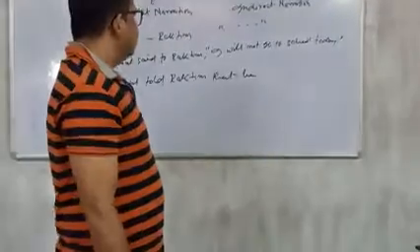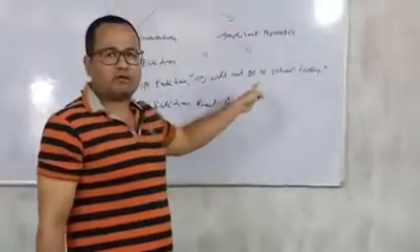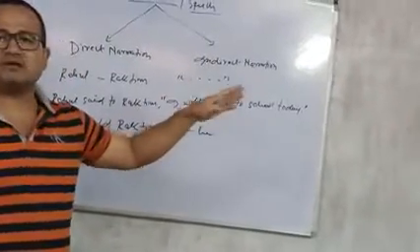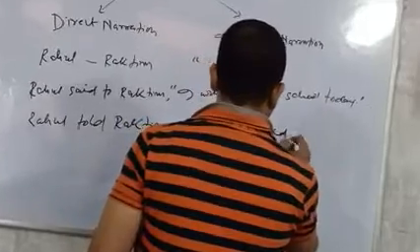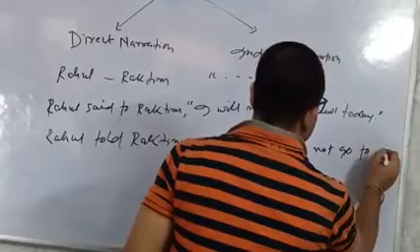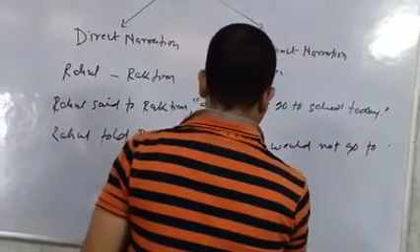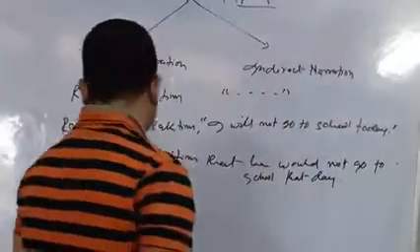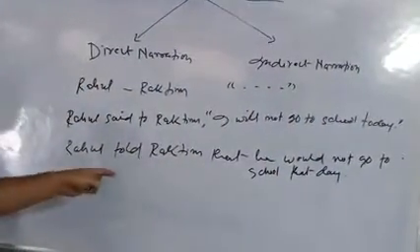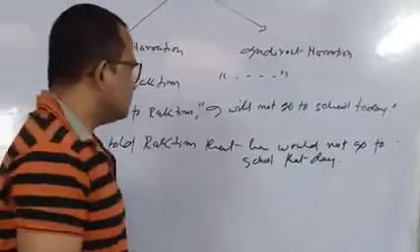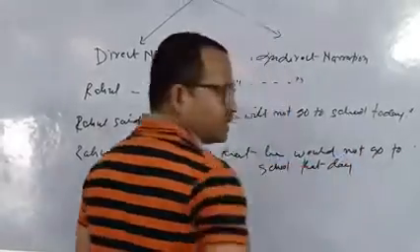So when the narration is in direct form and the tense is simple future, we need to make it the past form of future. That is why he would not go to school that day. So this is indirect narration. Rahul told Rakti that he would not go to school that day. So today becomes that day in the indirect narration.